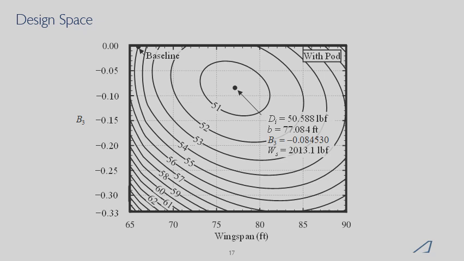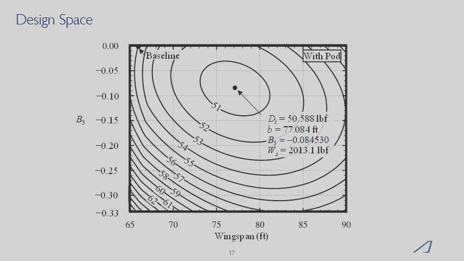So this kind of raises an interesting point, and it illustrates the trade-off and the competing design objectives between minimizing weight and minimizing drag in some cases. We can see that if we start at the baseline design and our goal is to minimize drag, then we would immediately want to increase the wingspan to approach our optimum design. However, that incurs a penalty in weight.